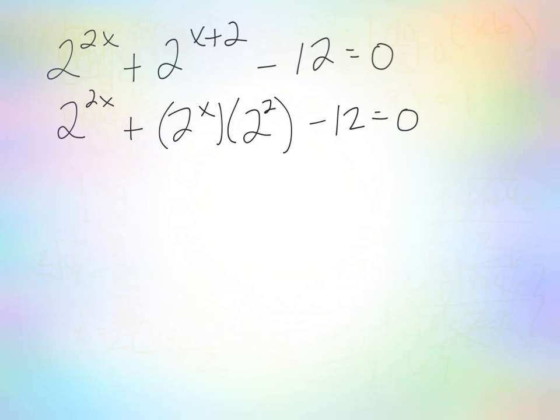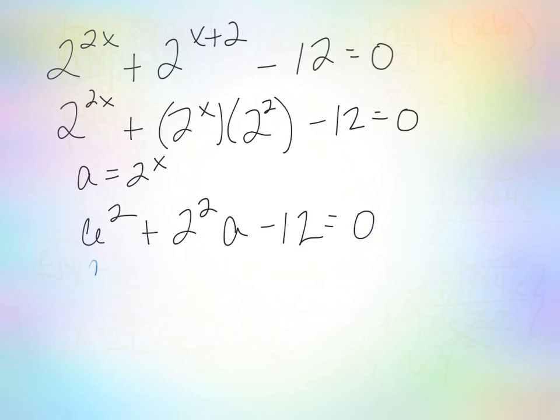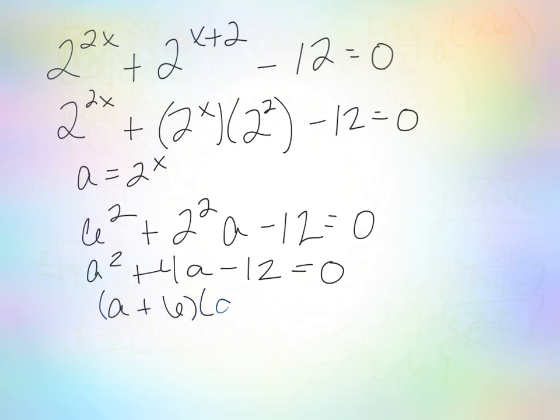And then you can substitute. We like to use u substitutions, but I prefer a, so we're going to use a. So a equals 2 to the x. So when you rewrite that, you do a squared plus 2 squared a minus 12. You know that 2 squared is 4, so a squared plus 4a minus 12 equals 0. Factor that. a plus 6 times a minus 2 equals 0. a equals negative 6, a equals 2.